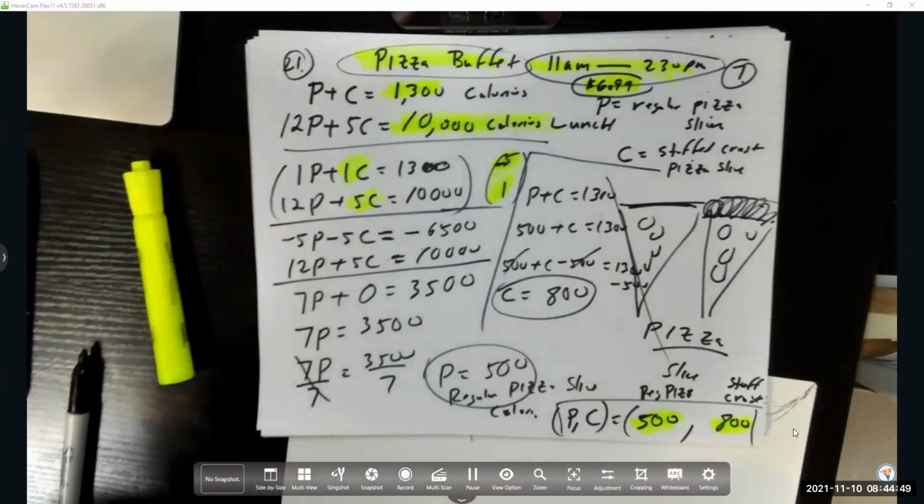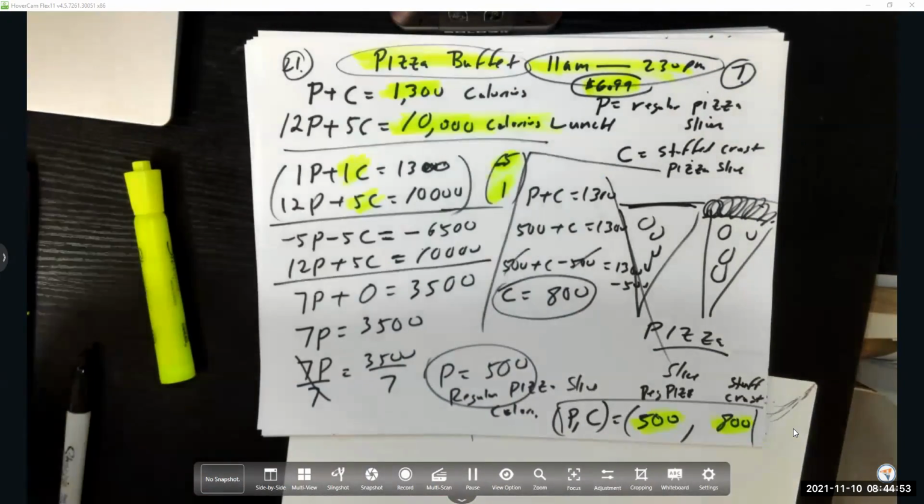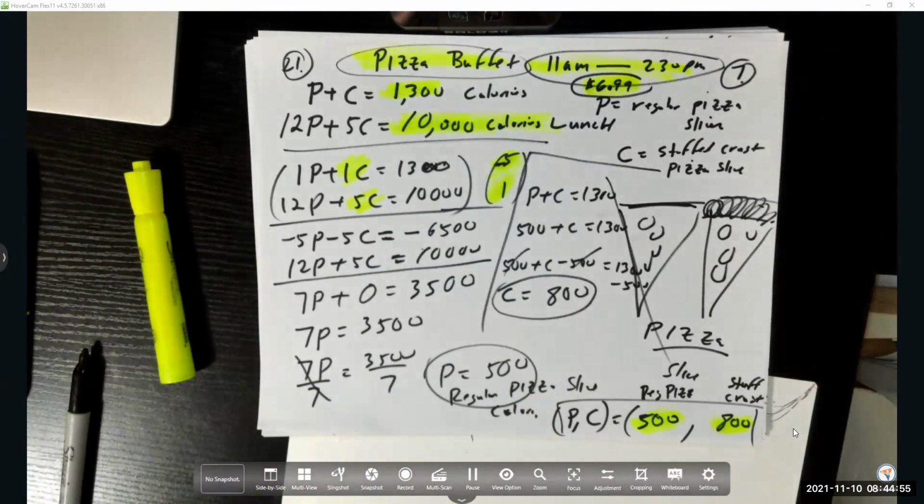Well, how much are you supposed to have every day? What's a regular number that you should have every day? Tell me. What's a regular amount of calories per day? What do you think?